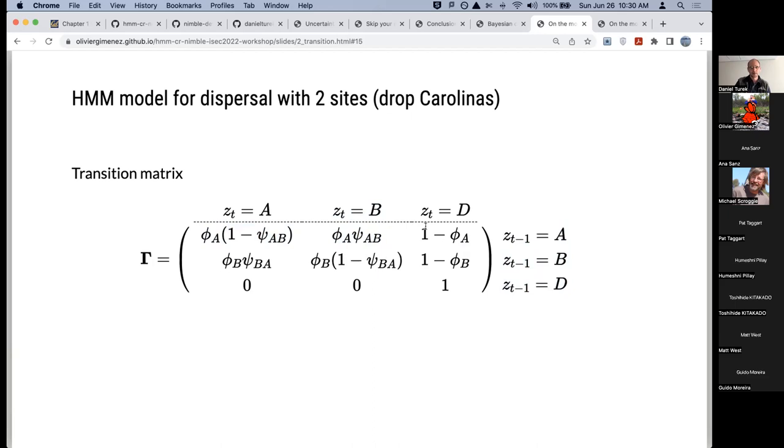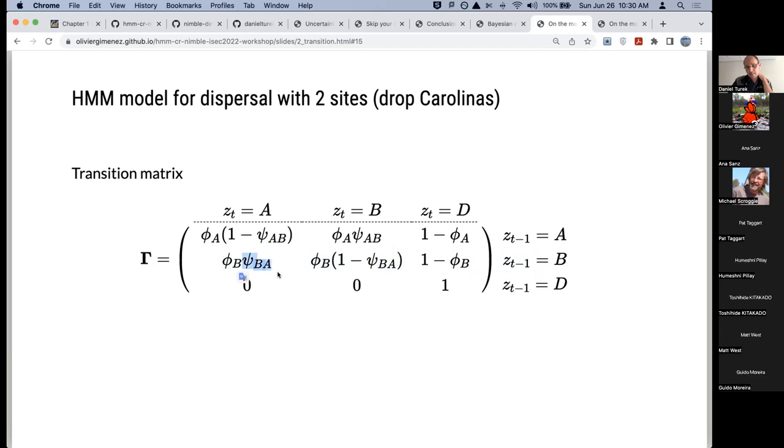The same thing holds, I won't go through it in detail either. If you're in site B, where you can be in the next time period, we have survival in site B as phi B, and the transition probability from site B to site A as psi BA. Once again, these sum to 1.